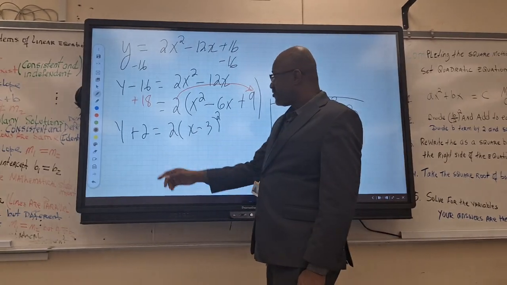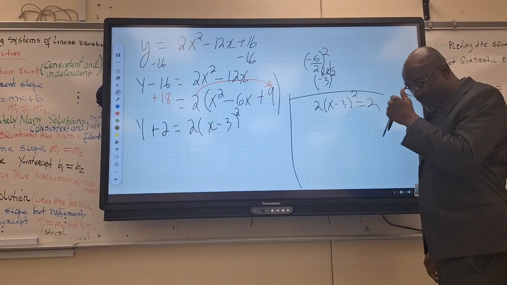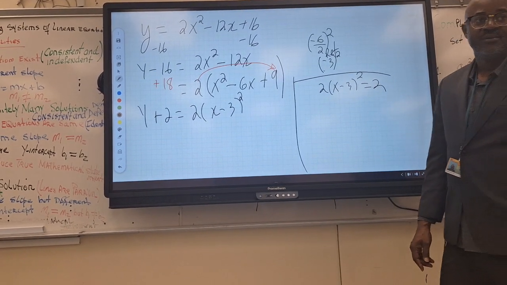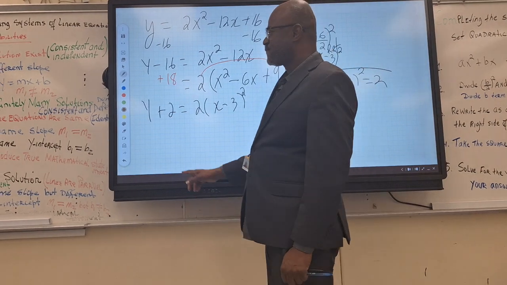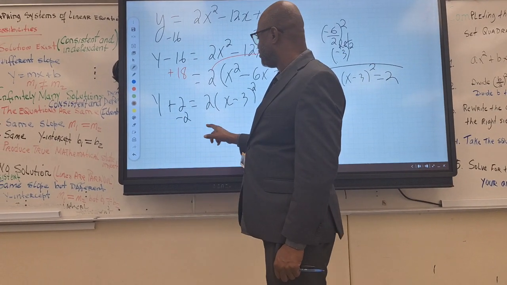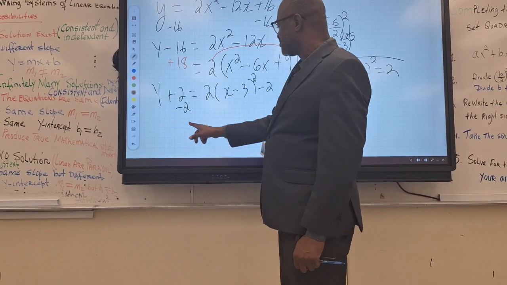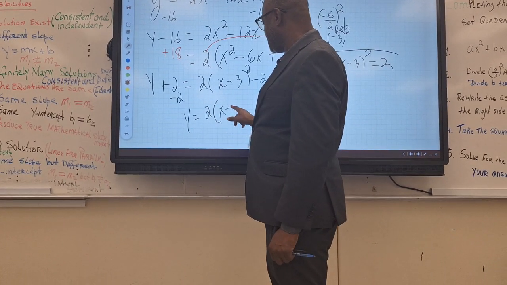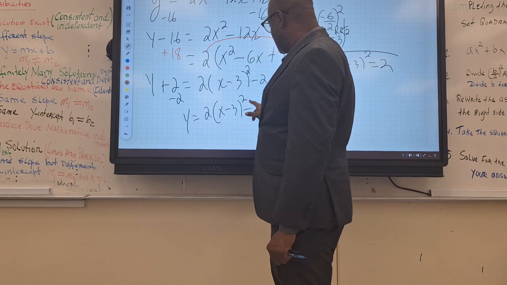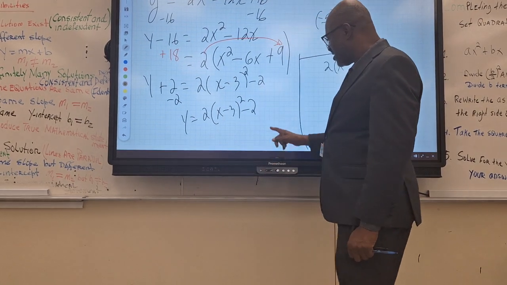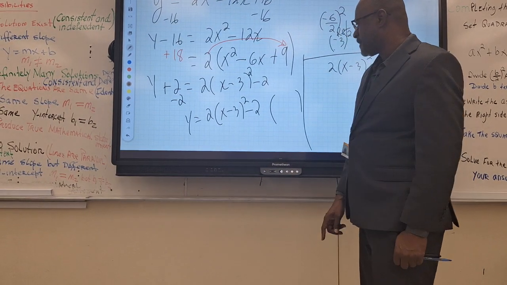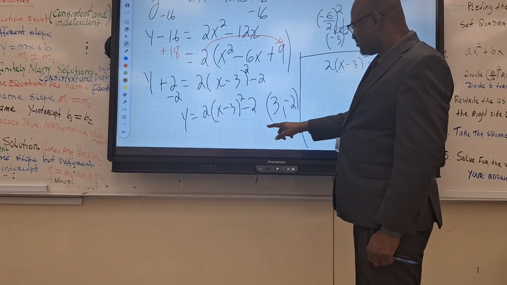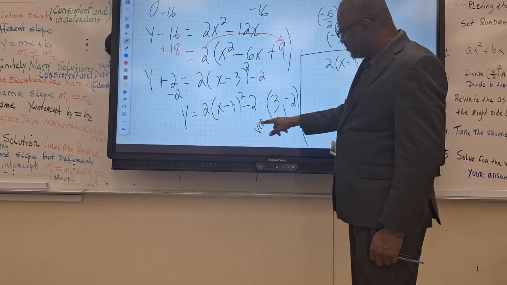Now you go here, you solve for y. How will you solve for y? You want y to be alone, so what will you do? You subtract 2 on both sides. Then your equation will be in vertex form. That's one of your objectives. In this case, let's identify the vertex. What will have been the vertex? Vertex would be 3, negative 2. That's your vertex. So you will have to know what the vertex is.